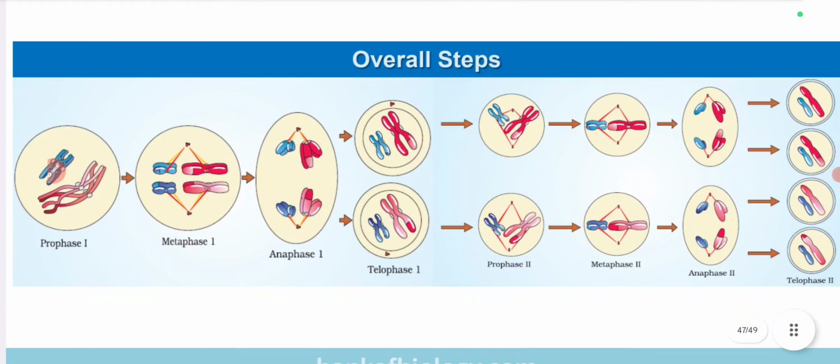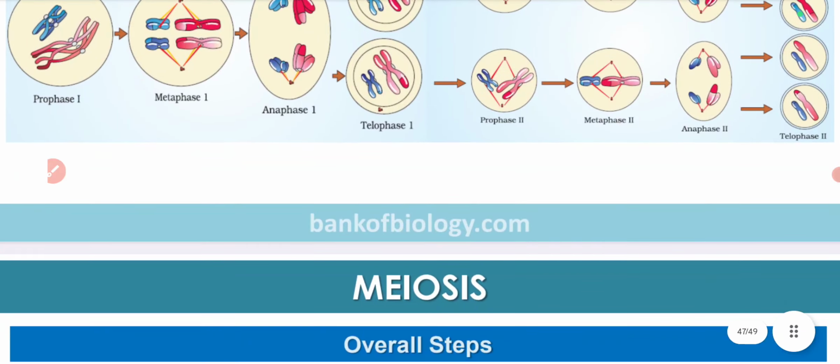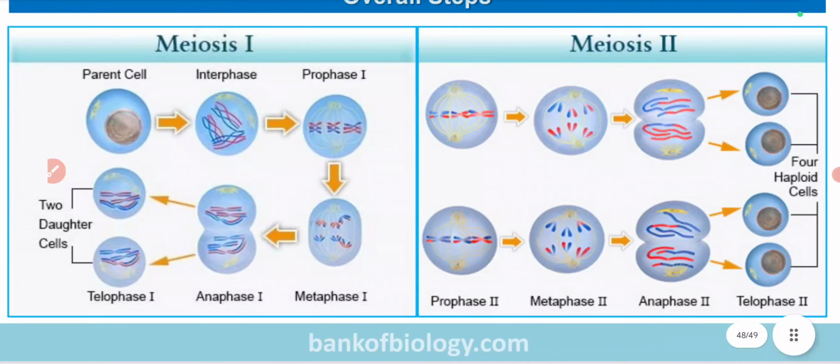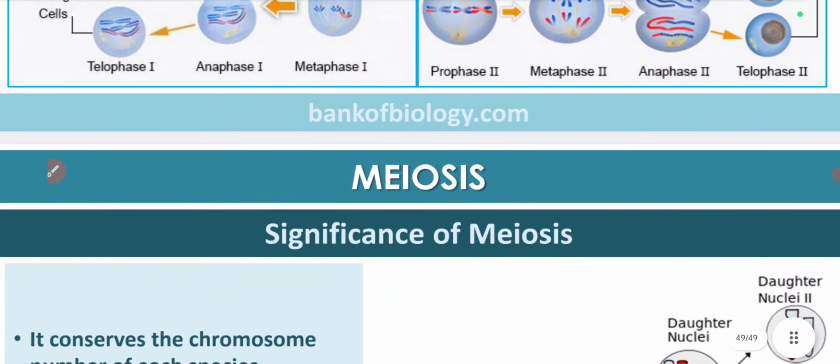And the overall steps of meiosis: prophase 1, metaphase 1, anaphase 1, telophase 1, prophase 2, metaphase 2, anaphase 2, telophase 2. Here in meiosis 1 and meiosis 2, it also shows parent cell, interphase, prophase 1, metaphase 1, anaphase 1, telophase 1, and 2 daughter cells are formed. In meiosis 2, you can see prophase 2, metaphase 2, anaphase 2, telophase 2, and 4 haploid cells are formed.